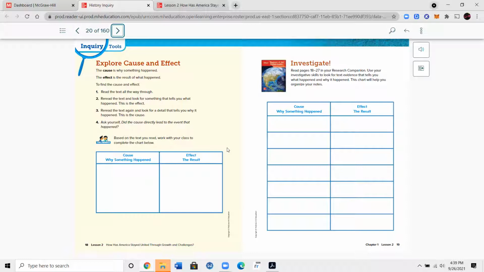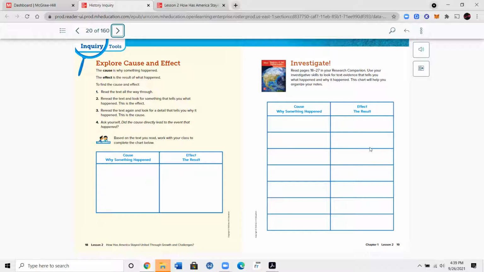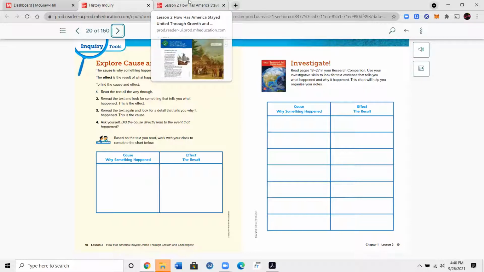Now on page 19, we're going to read pages 18 to 27 in our research companion. That's our textbook, the hard book. And we're going to use our investigative skills to look for text evidence that tells you what happened and why it happened. This chart will help you organize your notes. So this is a giant cause and effect chart. As we go through the reading in the textbook, you're going to list the causes and the effects as you go. So you have space for 1, 2, 3, 4, 5, 6, 7 causes and effects. You'll definitely find more than that in the reading.